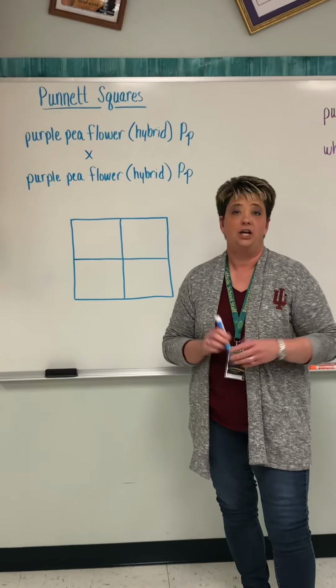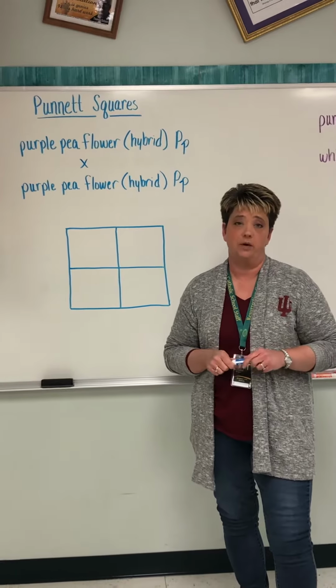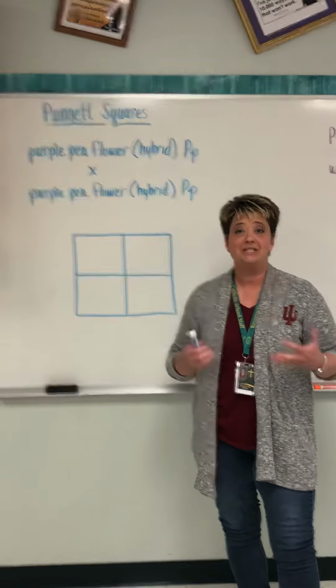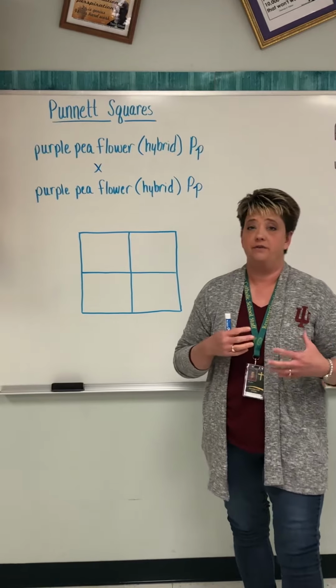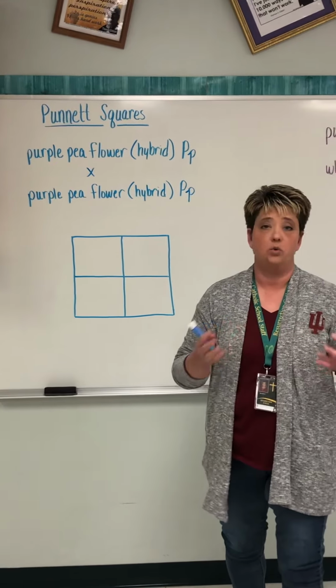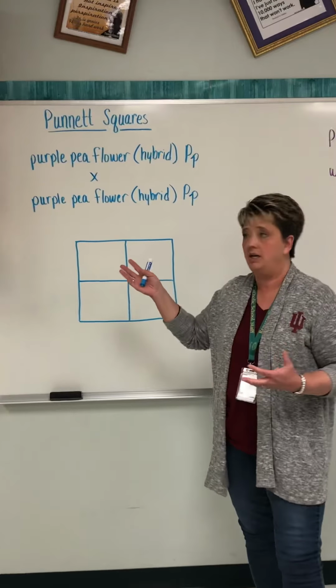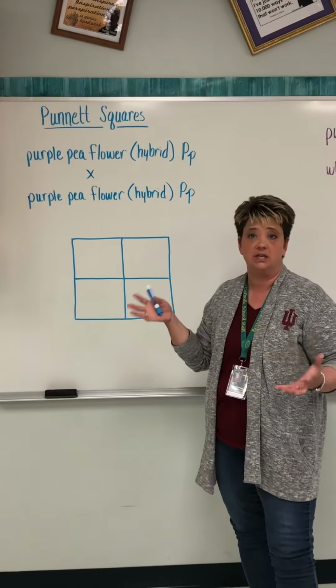Hi 8th grade. Here we are today ready to talk about Punnett squares. Punnett squares are simply a way of predicting the outcomes of a cross between two different organisms. So we're going to start today with dealing with the pea plants just like Mendel did.